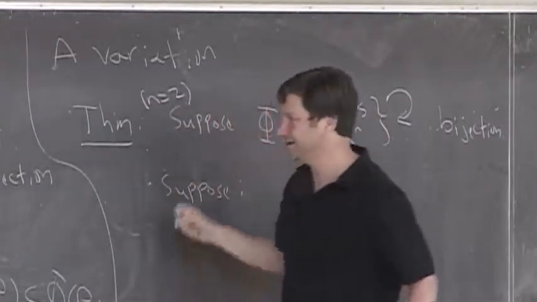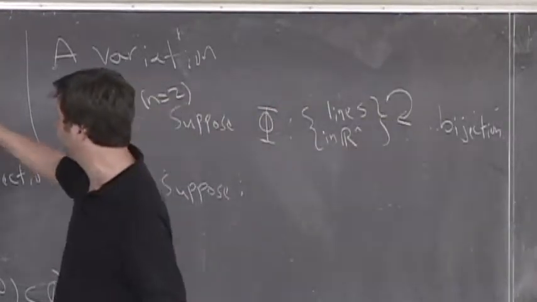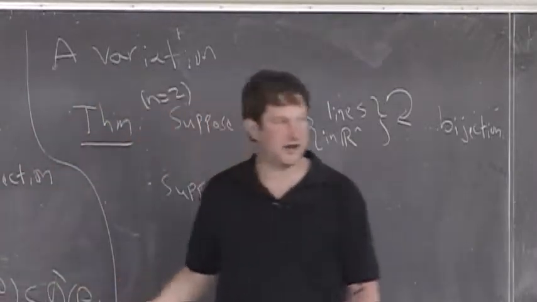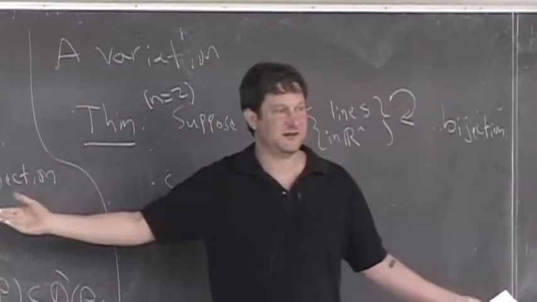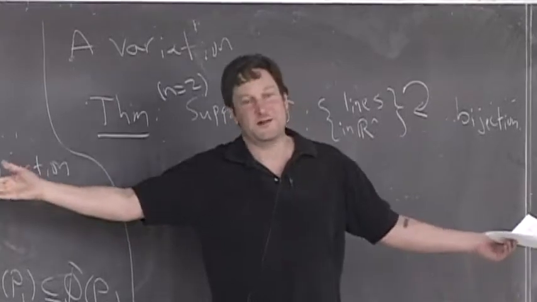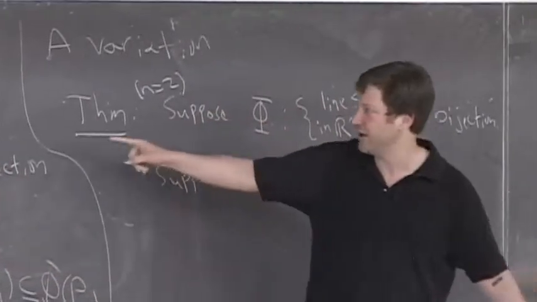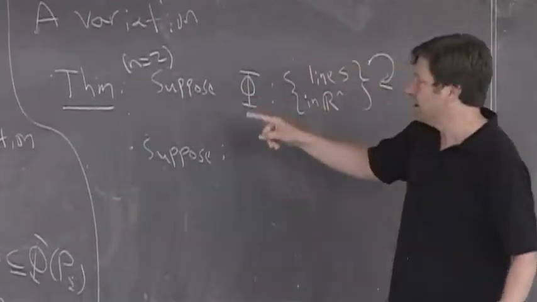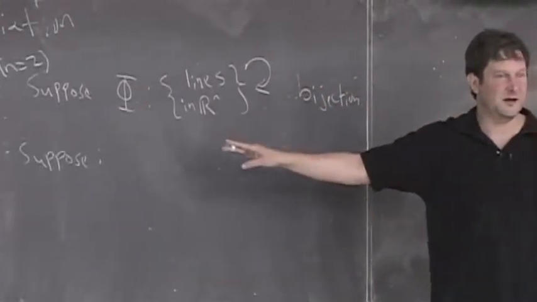This theorem is for n greater than or equal to 3, because there's nothing to say in R2. In R2, you just have lines. They're contained in the whole subspace. So it's only really for n greater than or equal to 3. So let me state the n equals 2 case, and there's going to be a, yes?